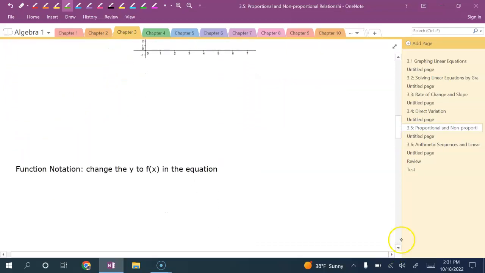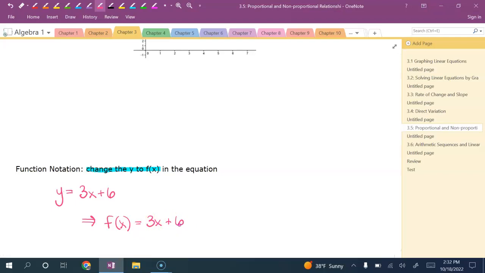Now, something that they may ask you to do is write something in function notation. And to do that, all you need to do is change the y to f of x. So that equation up there that said y equals 3x plus 6, to change it to function notation, you would switch y with that f parentheses x, and then say that that's equal to 3x plus 6. And that's all you have to do when they ask you to rewrite it in function notation.